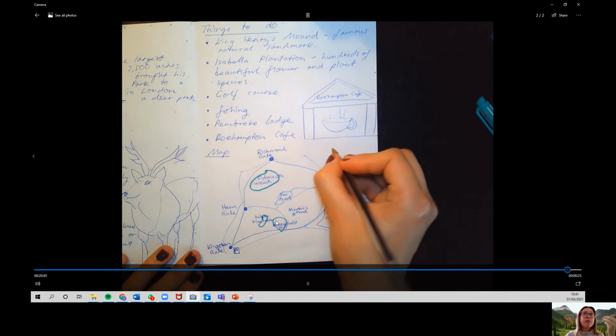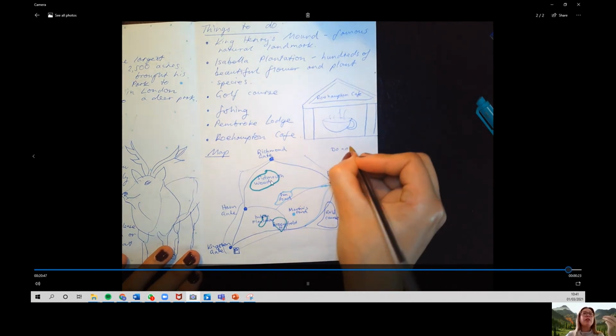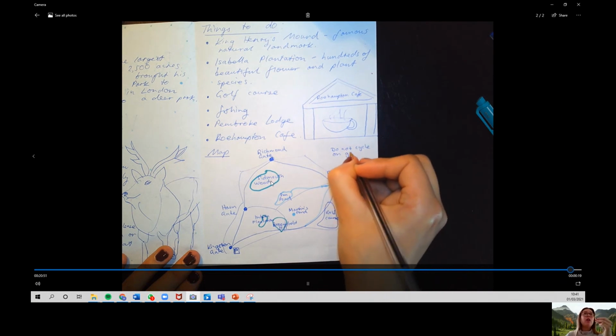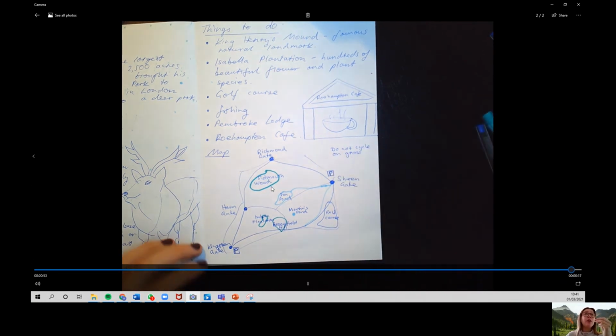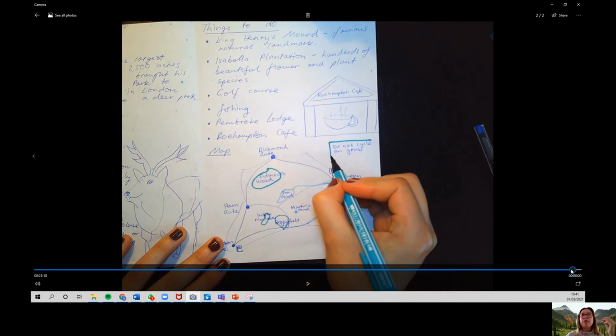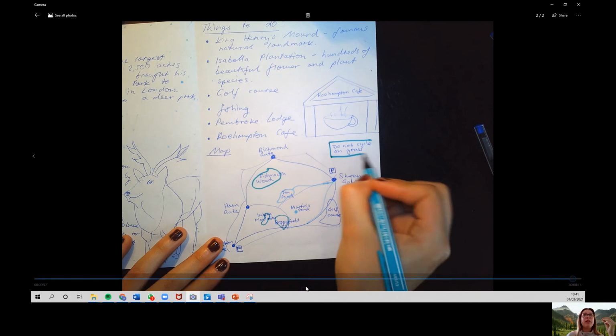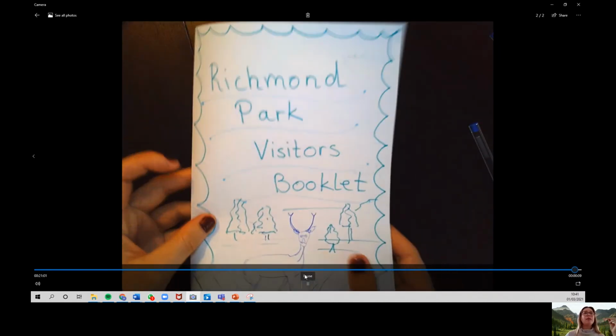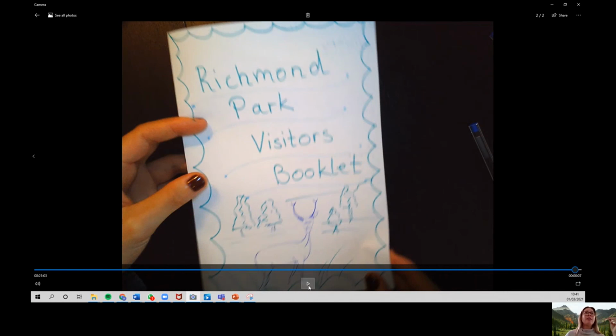So then I'm also going to include a warning sign saying do not cycle on grass because that is going to ruin the grass. All right, and then I'm going to put that in a little box so that visitors know not to cycle on the grass. And there is my visitors booklet.